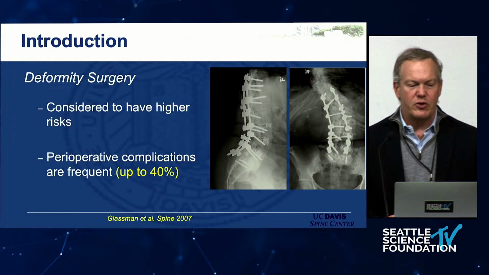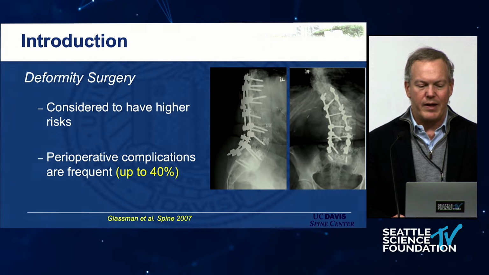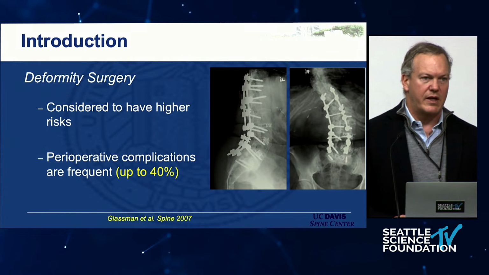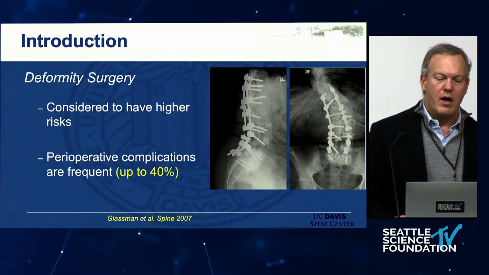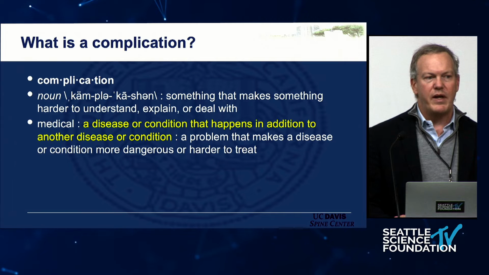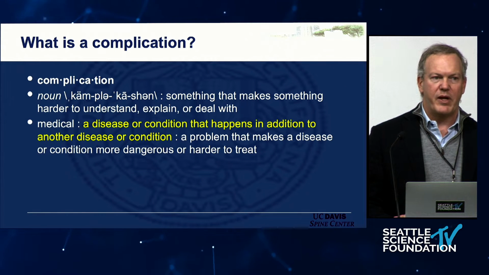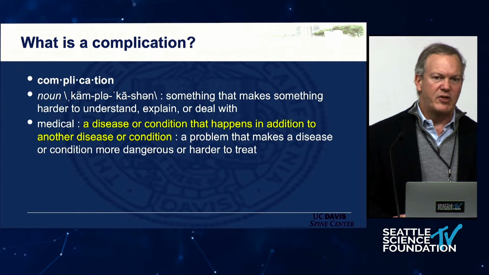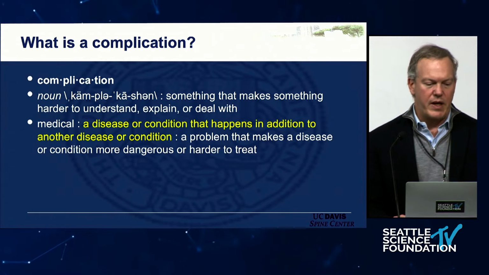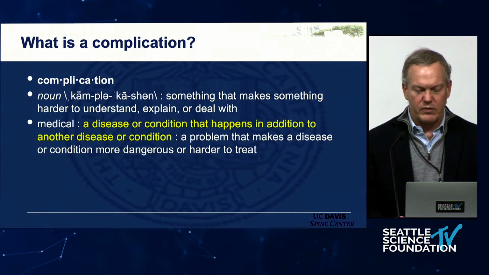So when we think about deformity surgery, we know that it has a high risk of complications. The complications are frequent, and Steve Glassman in 2007 looked at complication rates and found them to be around 40%, just a huge number. I think we really have to think about what is a complication and how we define it, because we can make the complication rates go up or down based on our level of scrutiny. The way I define a complication is a disease or condition that happens in addition to that other disease that makes it more difficult to treat.